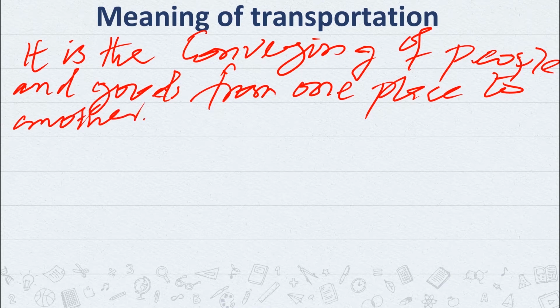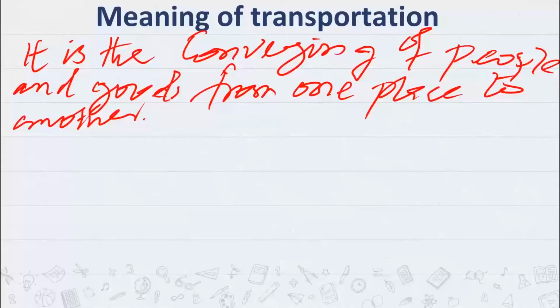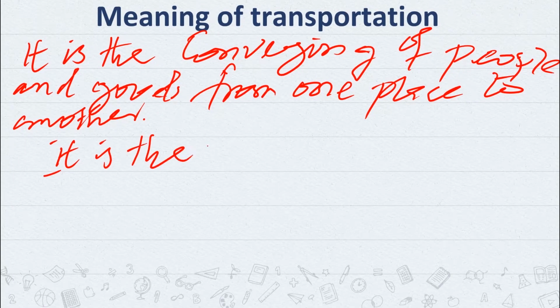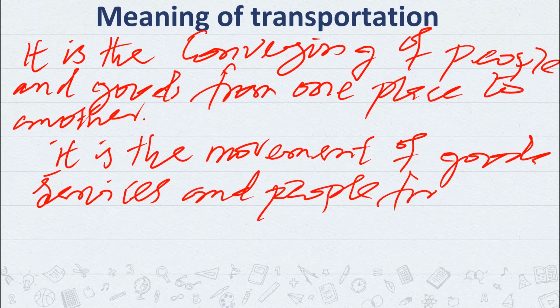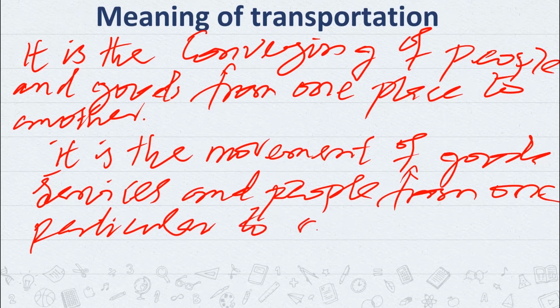And we can equally say that transportation is the movement of goods, services, and people from one particular place to another. It is the movement of goods, services, and people from one particular place to another. Then the movement of these particular services, goods, and people from one particular place to another is now being measured or influenced by the type of transportation that the person is involving him or herself in.